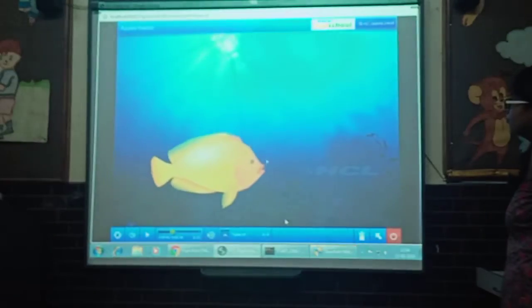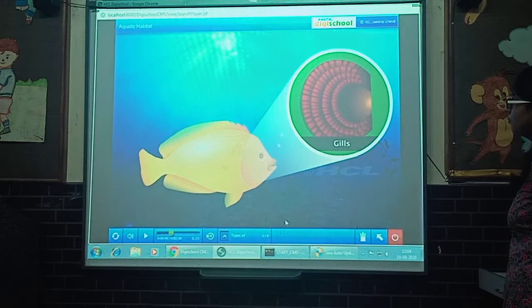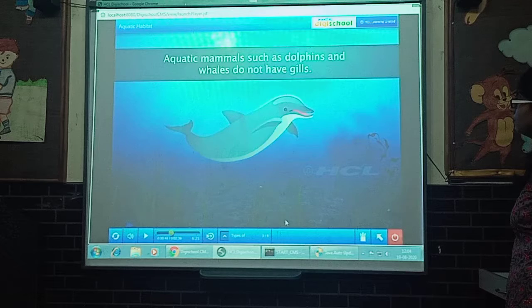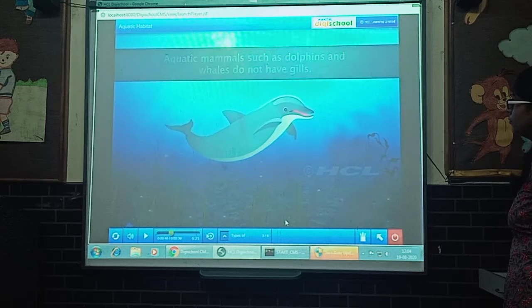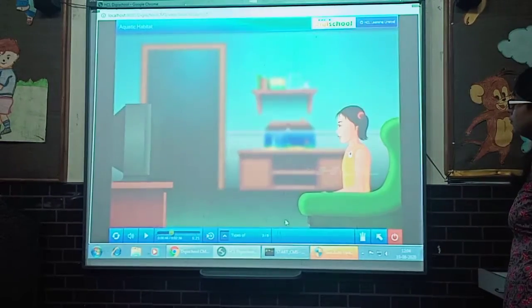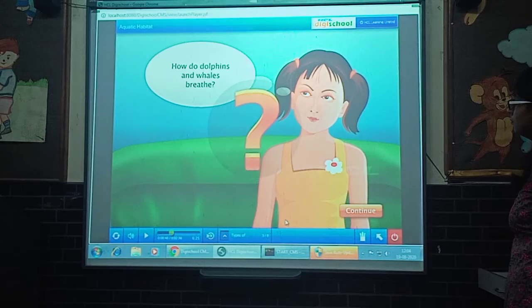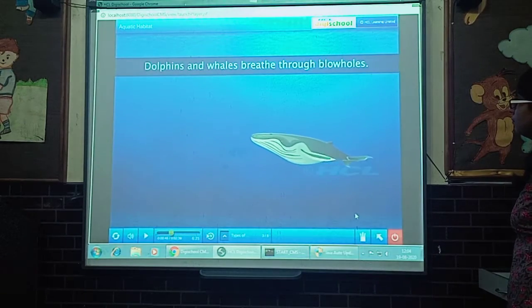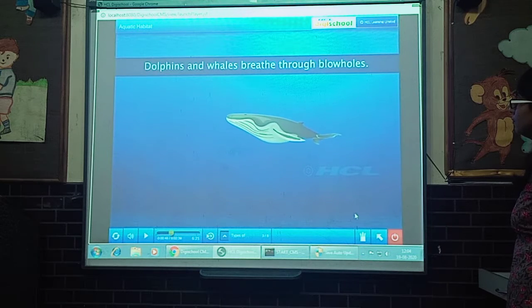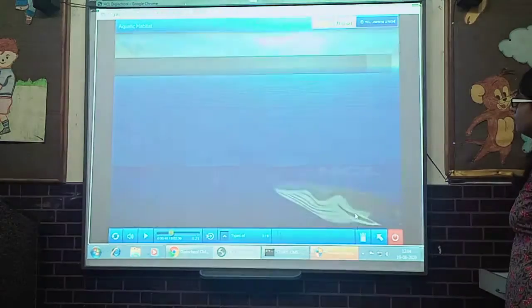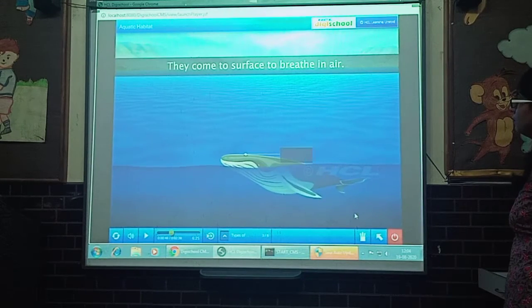We all know that fish use gills to breathe underwater. Mammals like the dolphin and whale don't have gills. So, how do they breathe? Aquatic species like the dolphins and whales breathe through the blowholes that are located on the upper part of their head. They breathe in air when they come to the surface of the water.